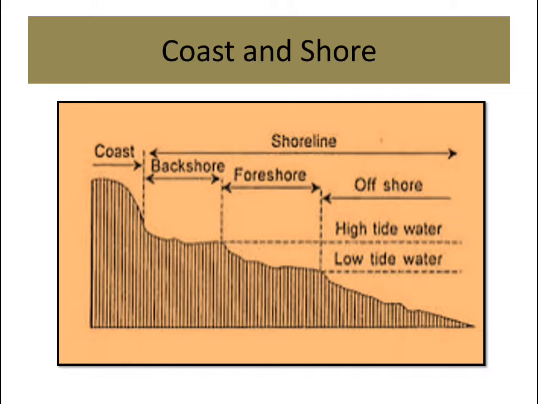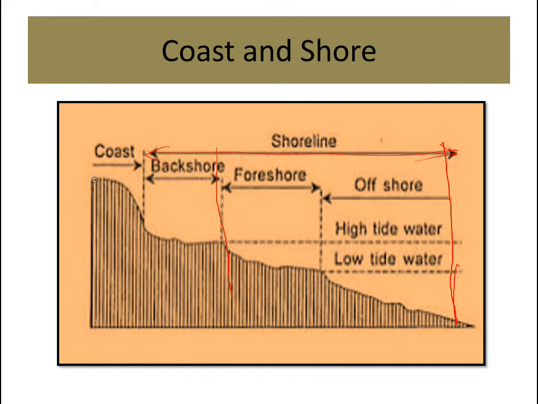So coast and shore: this is the shoreline because it changes. From the backshore to the offshore, it changes depending upon the tide. Suppose it is low tide water, then the shoreline will be here. Suppose this is the high tide water, then the shoreline will be here. So depending upon the movement of water, the shoreline also changes.